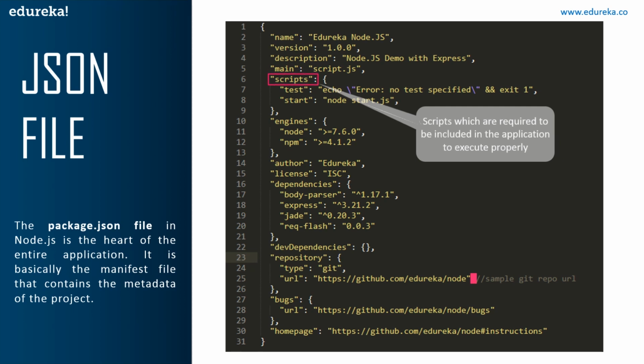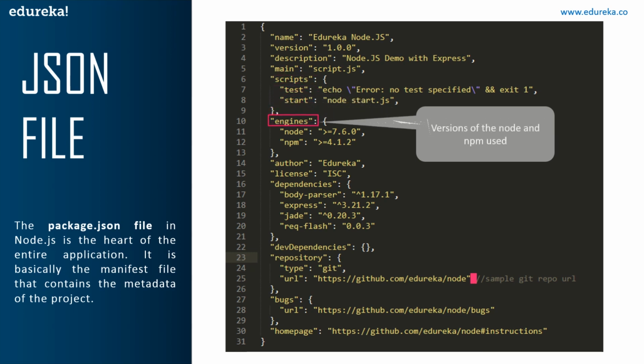Then the scripts: scripts which are required to be included in the application to execute it properly will come under the scripts section. Engines: what are the versions of Node and NPM used? What are the engines you have used to execute this particular project? That will come under engines. Author: who is the primary author? That can be specified in this particular section.